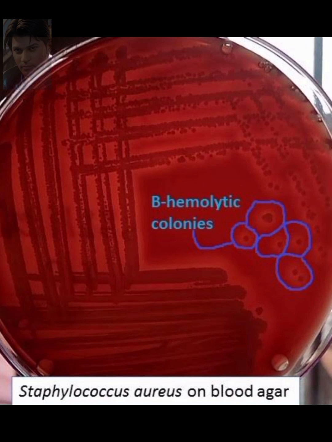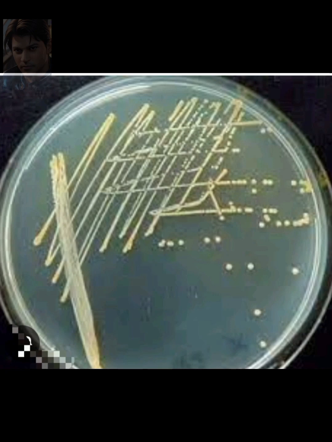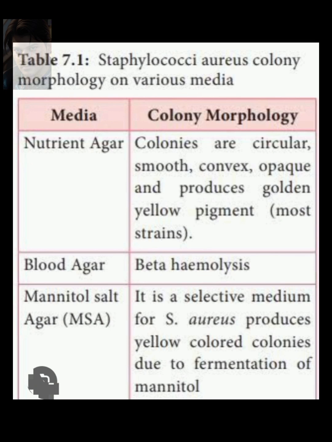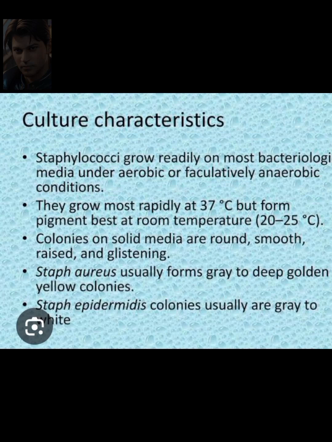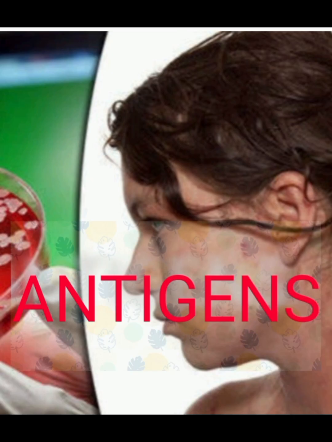different types of hemolysis. Staphylococcus aureus produces beta hemolytic colonies on blood agar. So the beta hemolytic colonies produced by Staphylococcus aureus are its differential point. We can also grow them on nutrient agar with 7 to 10% NaCl. It allows the growth of Staphylococcus aureus only and inhibits others. On nutrient agar, the colonies are circular, smooth, opaque, and produce golden yellow pigments. These are the different culture characteristics. They grow under aerobic or microaerophilic conditions and ferment many carbohydrates.